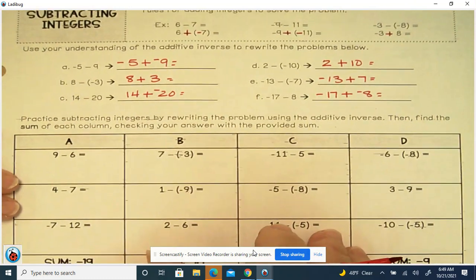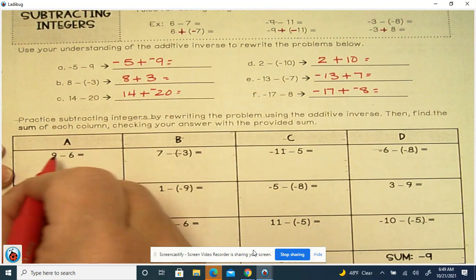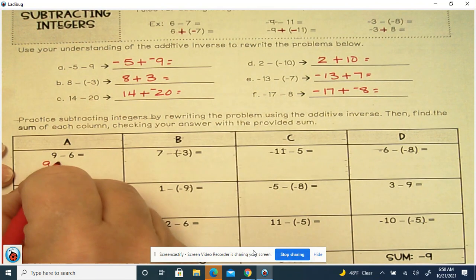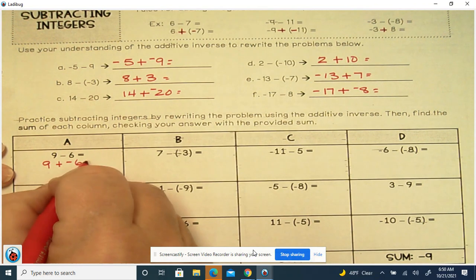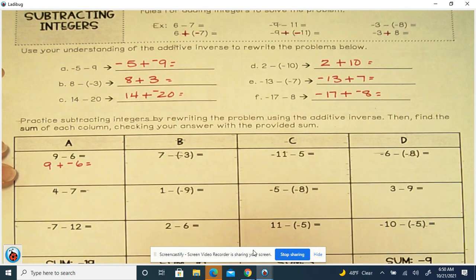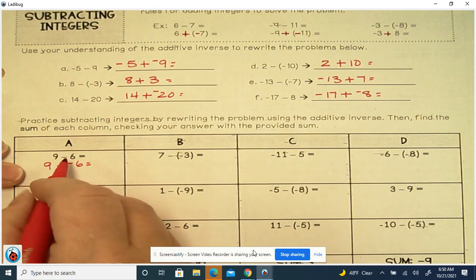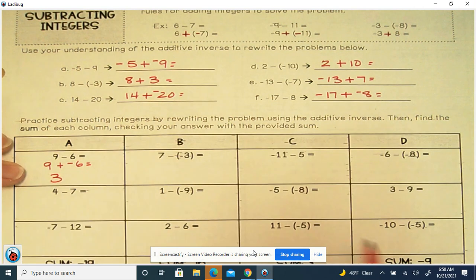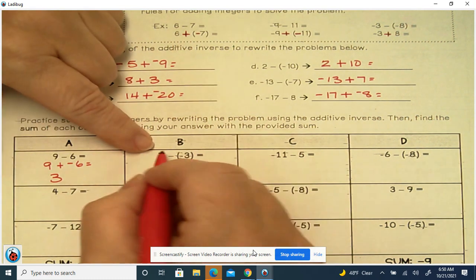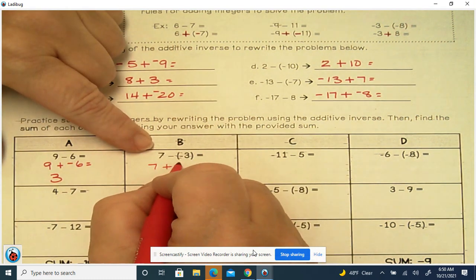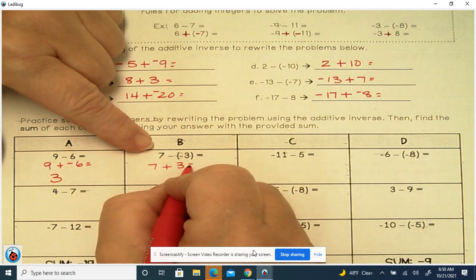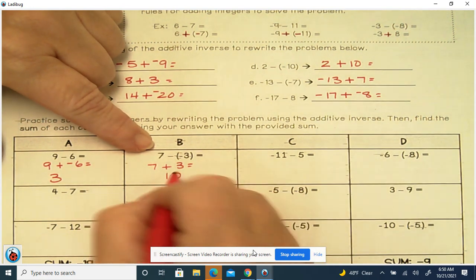All right, let's look at these down here in this chart. Change the minus to a plus, change the sign of next. Then all you do is add them up as if it were a plus. Different sign, subtract. 9 minus 6 is 3. Keep the sign of the largest absolute value number, that's 9, so it stays 3. 7 plus, change the -3 to a 3. 7 plus 3 is 10.